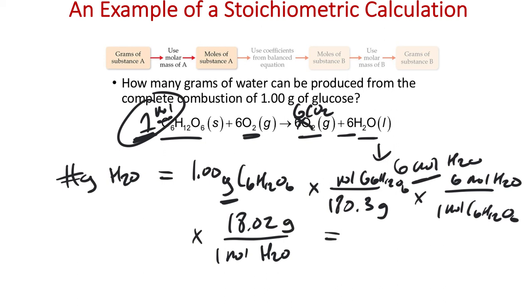So if I take 1 gram divided by 180.3, that's about 0.00555 moles of glucose. Should produce 6 times that number of moles of water. So it'd be 0.0333 moles of water. And then multiplying by 18.02, I get 0.600, not moles, but grams of water.